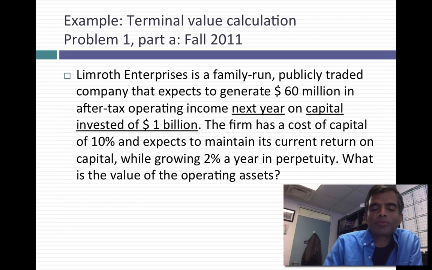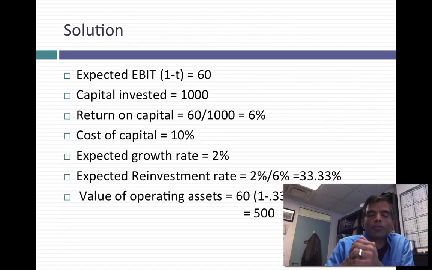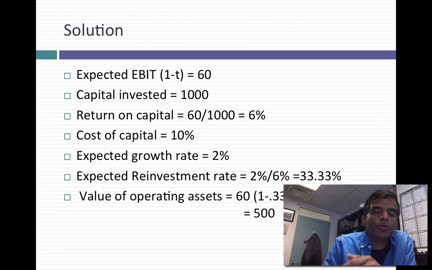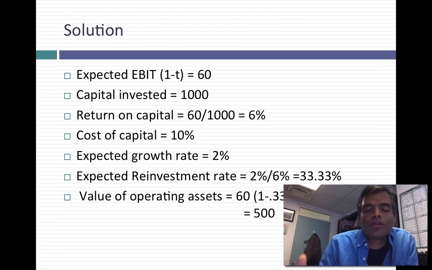I said it expects to maintain its current return on capital. So here's the first thing I did. I computed the current return on capital by dividing the $60 million in after-tax operating income by the book value of capital invested. I gave that to you in the problem, but I could have been a little more indirect. I could have given you the book value of equity and debt and cash and expected you to compute it. Or I could have given you the return on capital directly.